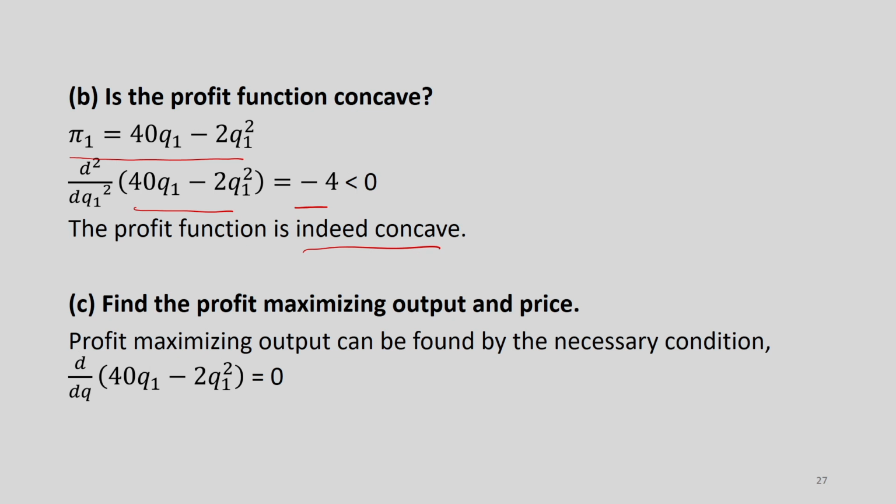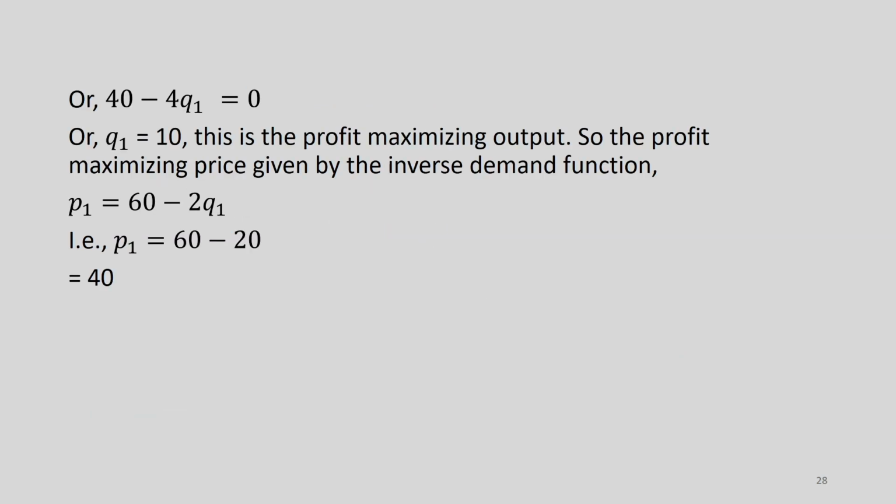Third part, find the profit maximizing output and price. So, again this is standard, I maximize the profit, for that I use the necessary condition. So, I take the first derivative of the profit function, set that equal to 0. That gives me this 40 minus 4 Q1 is equal to 0 or Q1 is equal to 10. This is the profit maximizing output.